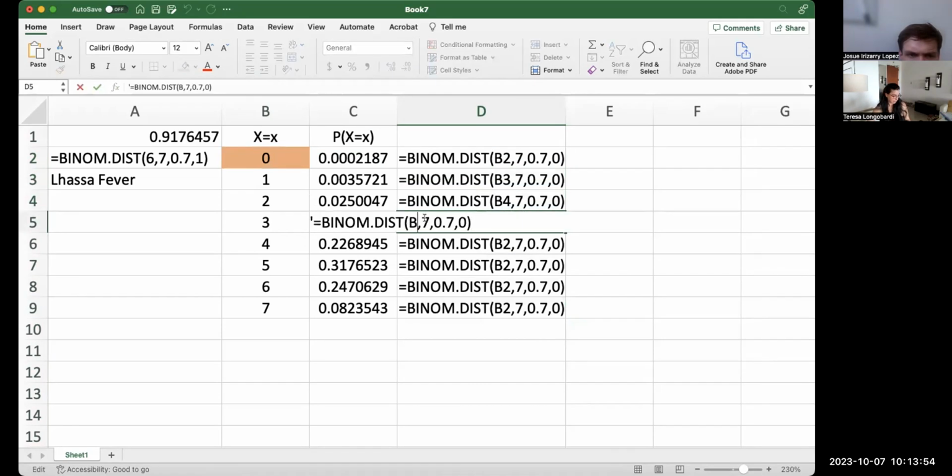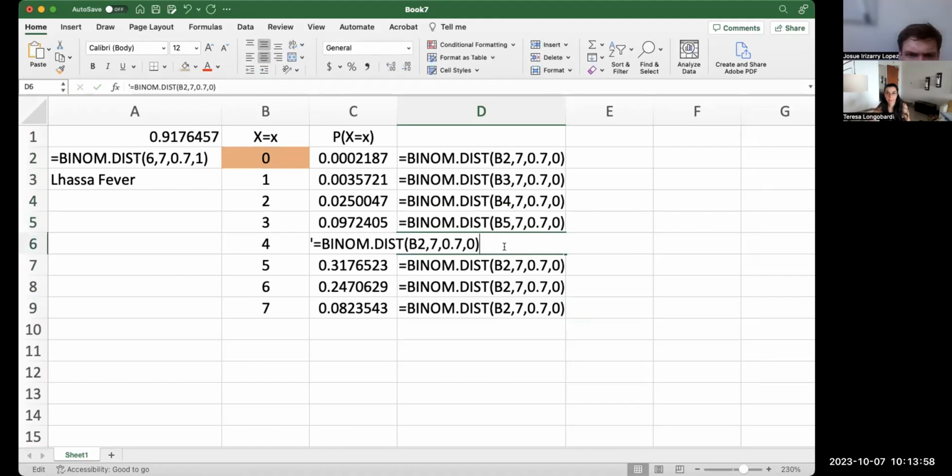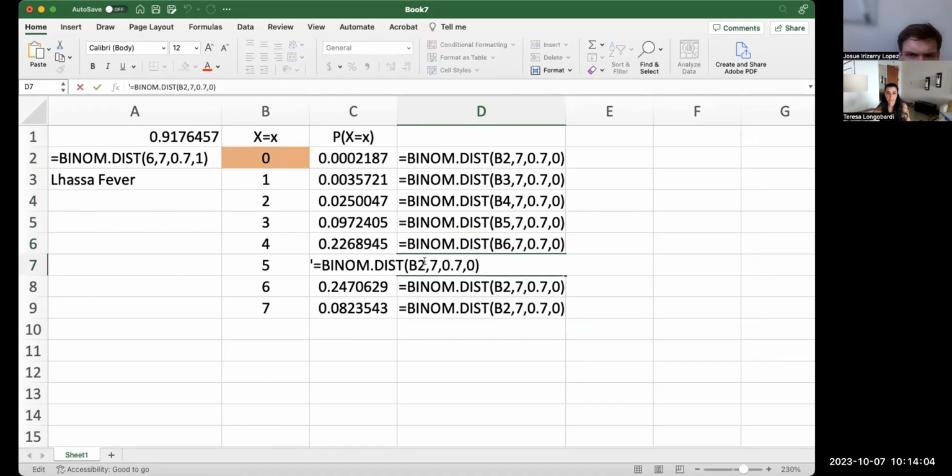Professor, I have a question. Yeah. What about if we are asked to determine 5, 6, and 7? Is there a way to do it in Excel without any manual calculation afterwards? Hold on, let me finish this. Okay.